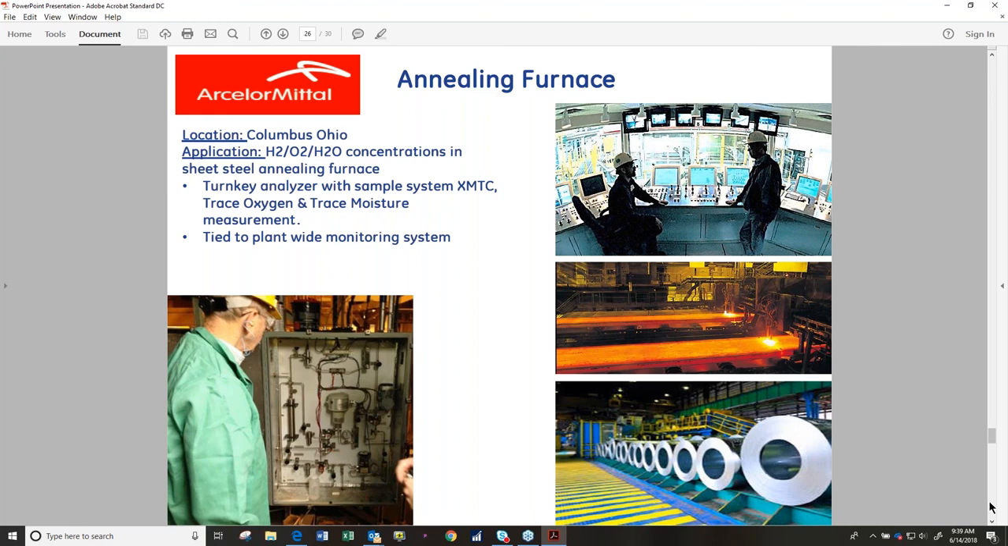And they need that to get the sensitivity down into the part per million level in making sheet steel. So in sheet steel, they're going to inject hydrogen into the furnace, and hydrogen is a scavenger for oxygen. When you have metal oxide, the hydrogen will scavenge at elevated temperature and combine with the oxygen to make water, and then you're left with the bright, shiny metal or steel. Next slide, please.